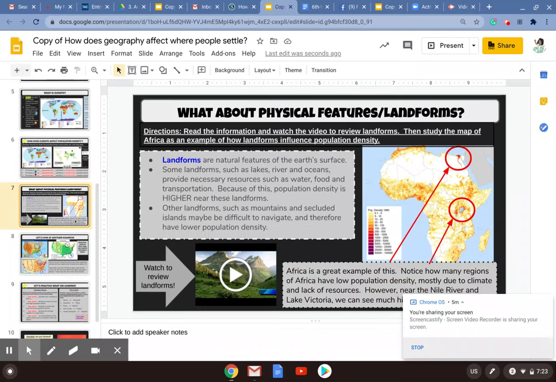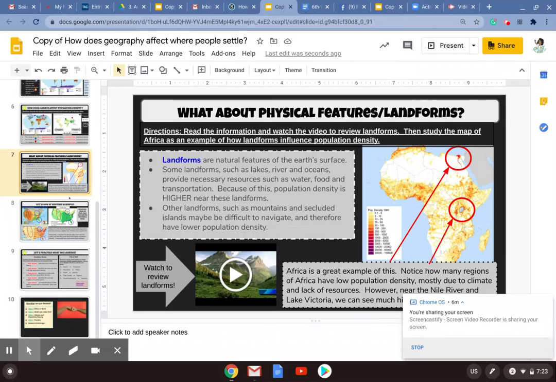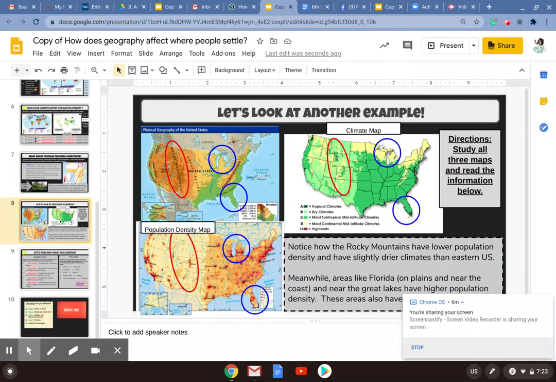Then we're talking about physical features and landforms. Make sure you're reading the directions. Follow that. If you read it instead of just looking at the whole picture, you read, okay, you watch a movie, and then you're done with this slide. Let's look at another example. We keep bringing you maps because right here you have a physical map, you have a population density map, and you have a climate map.